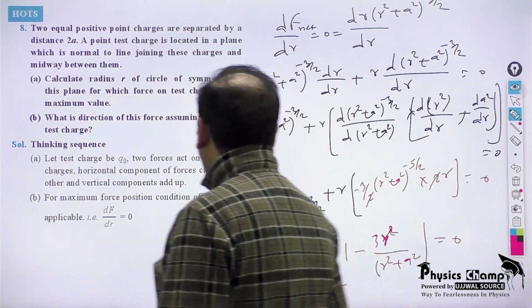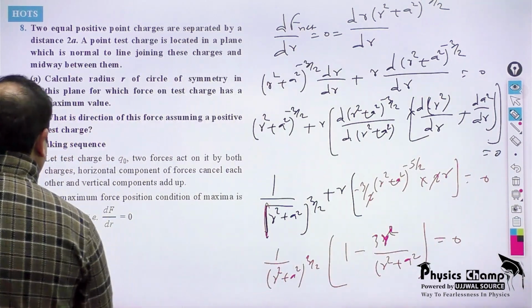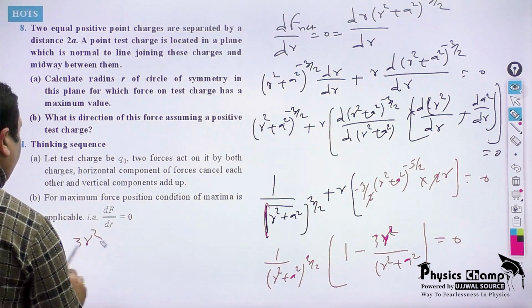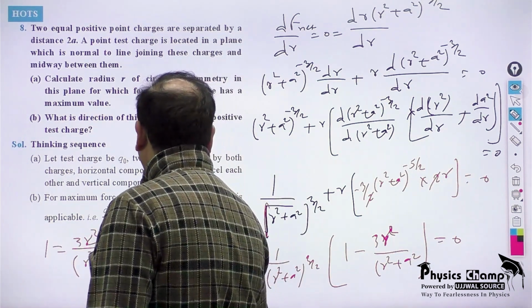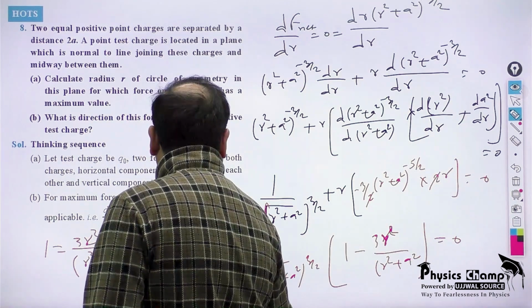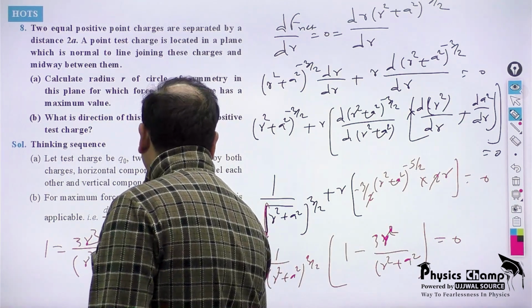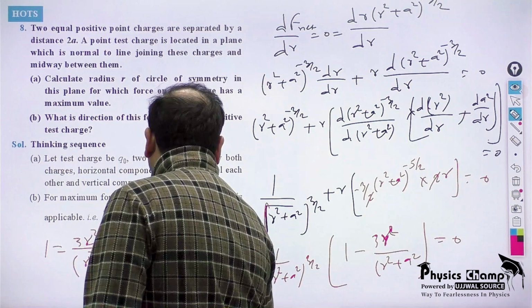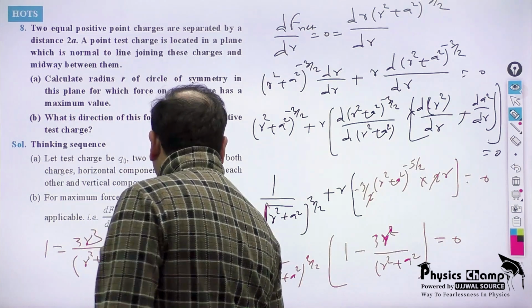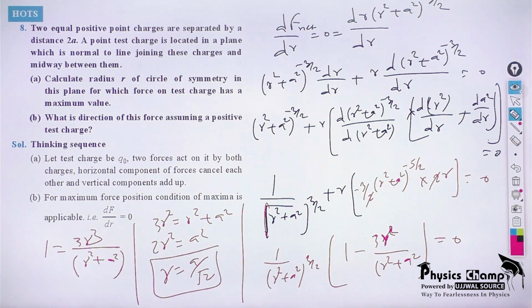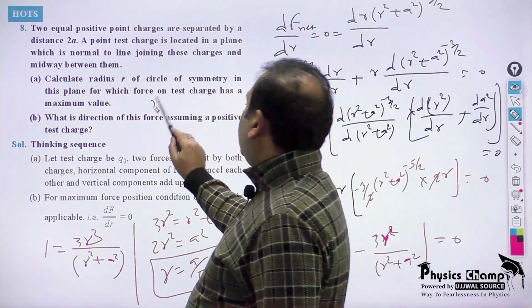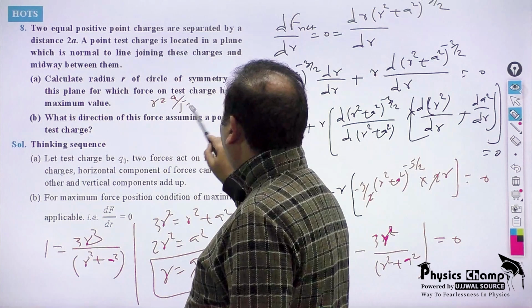So this can be brought to 0. So we are getting 1 equal to 3r²/(r² + a²). 3r² is equal to r² + a². So 2r² is equal to a², or r is a/√2. So for the value of r, which is a/√2, we will get the force as maximum.